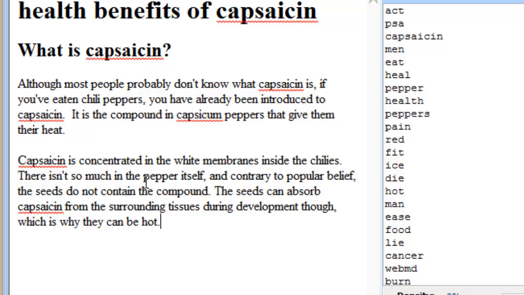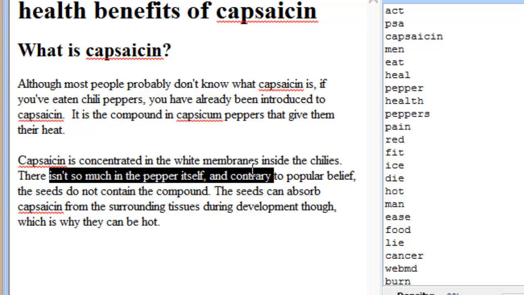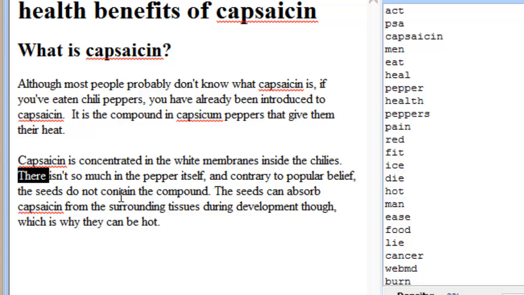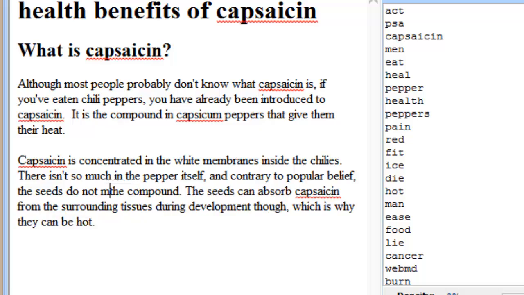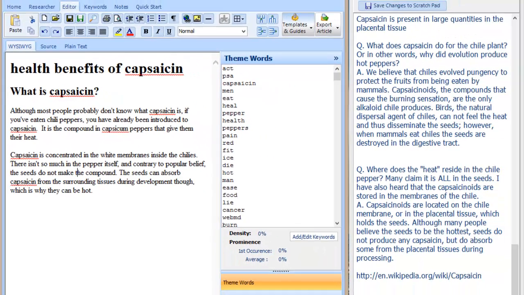Right, let me just change this slightly. Capsaicin. There isn't so much in the pepper itself. Contrary to popular belief, seeds do not contain, do not make the compound. Okay.